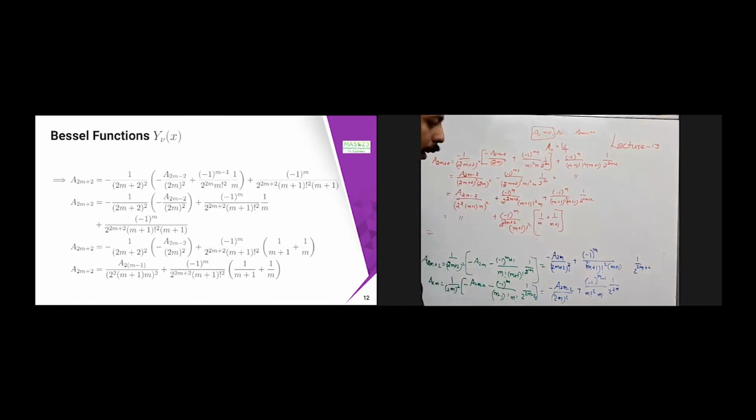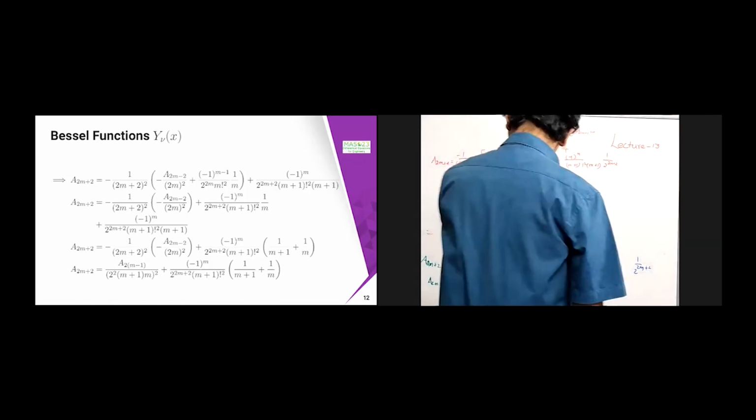Okay, remaining thing as it is. This one as it is. A to m minus 2 is as it is. I don't change anything. Now I can proceed with this further.